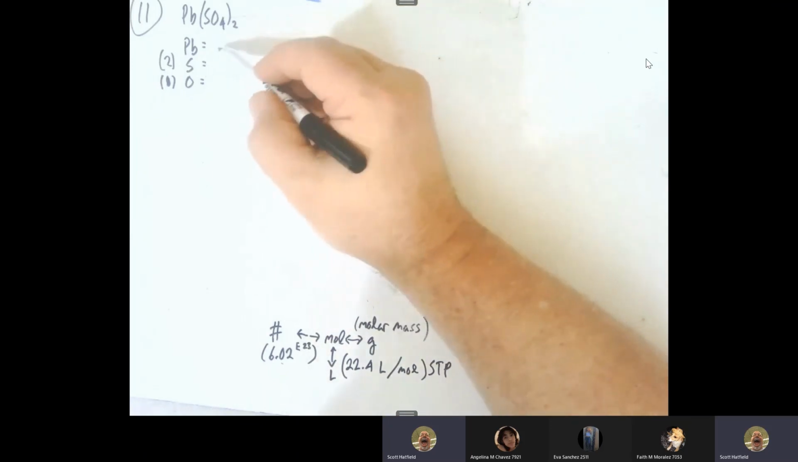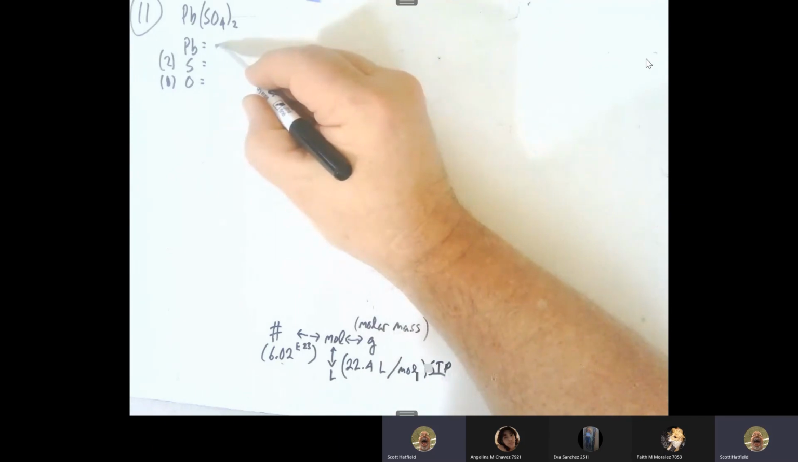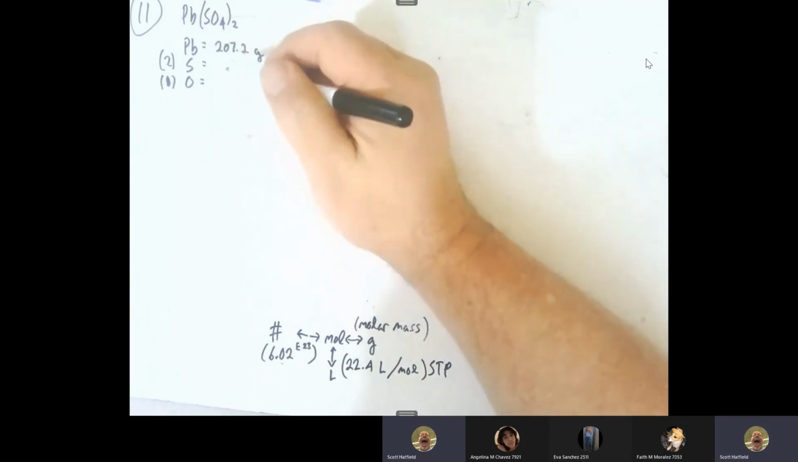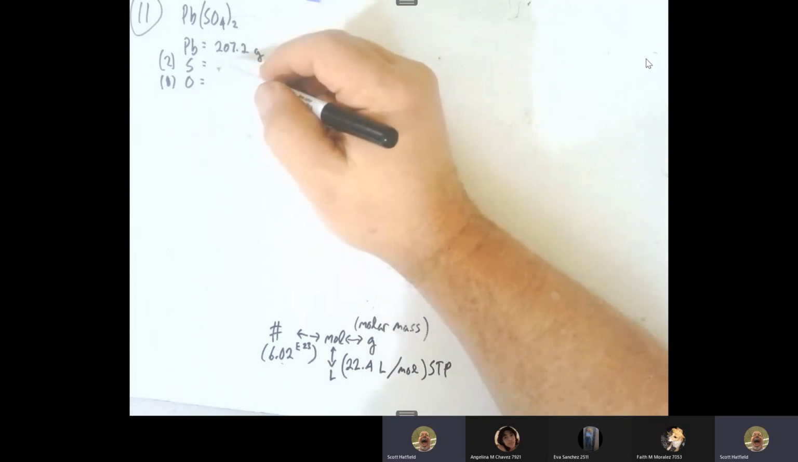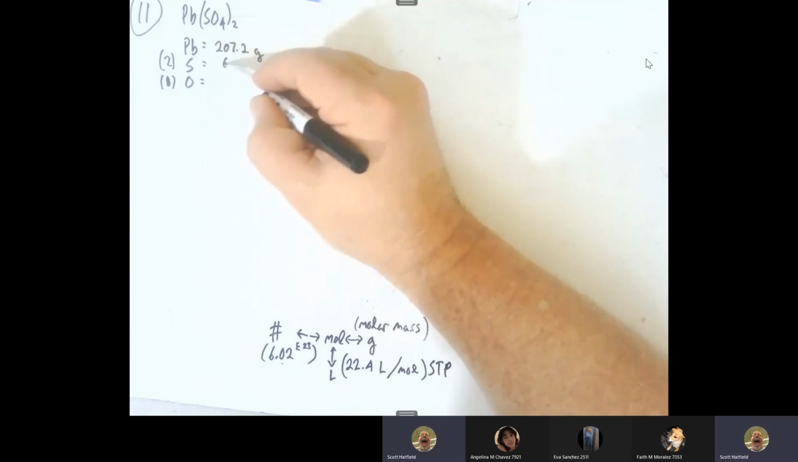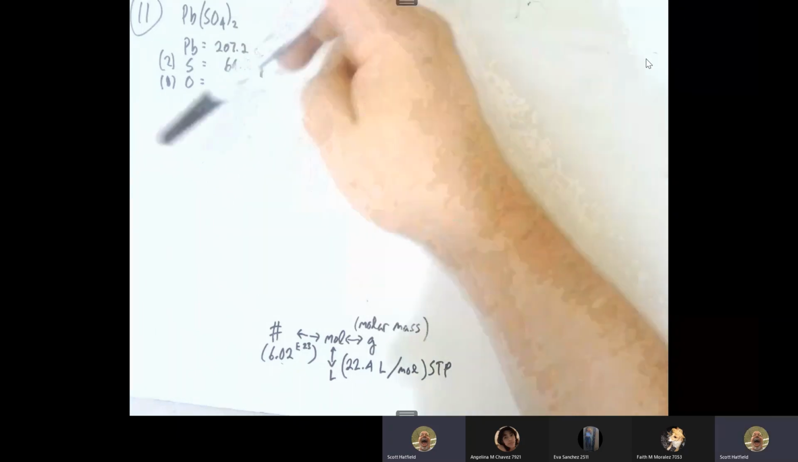So what is it? The mass of lead, 1 mole by itself, is quite a large number because lead is famous for its density. Sulfur is 32.06, so 2 times sulfur is 64. Times 15.99.